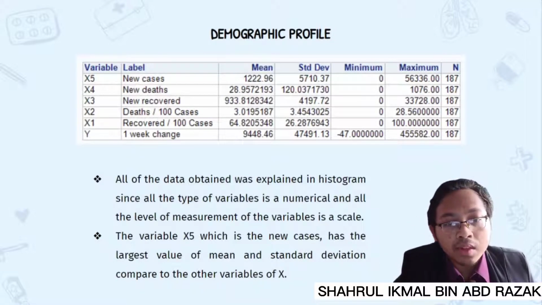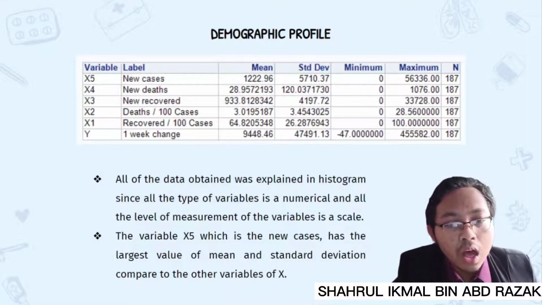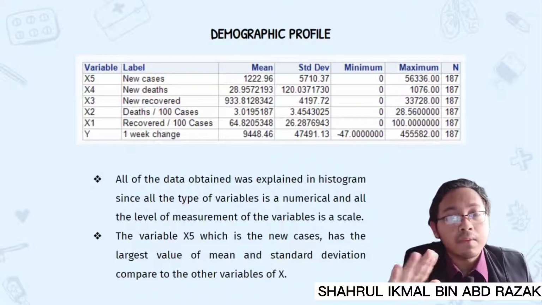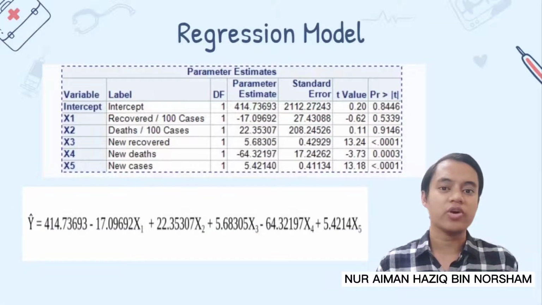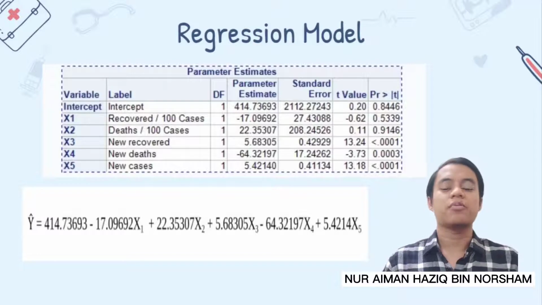Therefore, it is easy for us to explain all the data in histograms compared to the other types of chart. The variable x5, which is the new cases, has the largest value of mean and standard deviation compared to the other x variables. Next, we'll proceed to the regression model of the original model. Look onto the table provided.